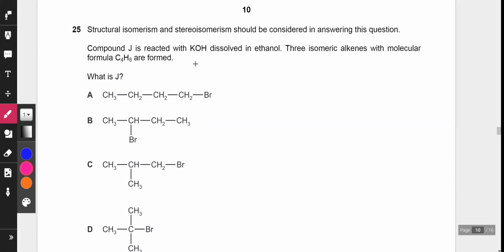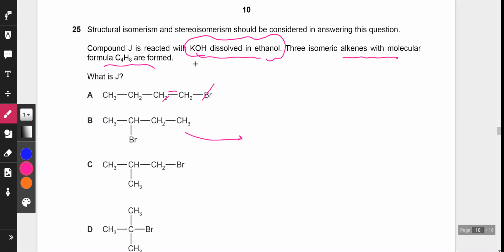Compound J is reacted with KOH in ethanol. Now this was a reaction of halogenoalkane. It was an elimination reaction. In an elimination reaction, bromine is going to get knocked out, and a double bond would form. The H would get knocked out from the neighboring carbon atom. So an alkene would be formed. The same happens over here. Now he's saying that three isomeric alkenes with the molecular formula C4H8 are formed. The answer to that is B.